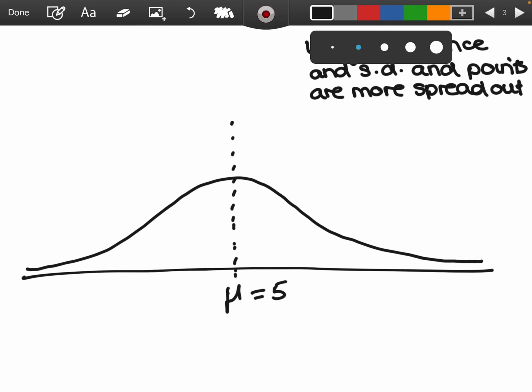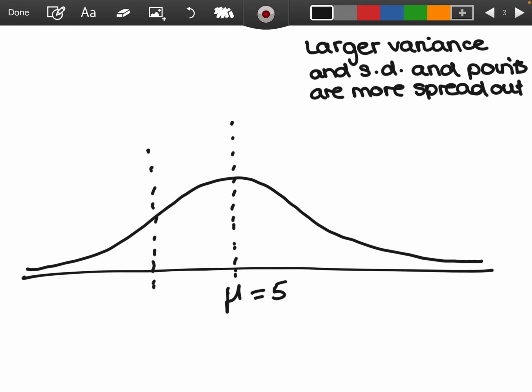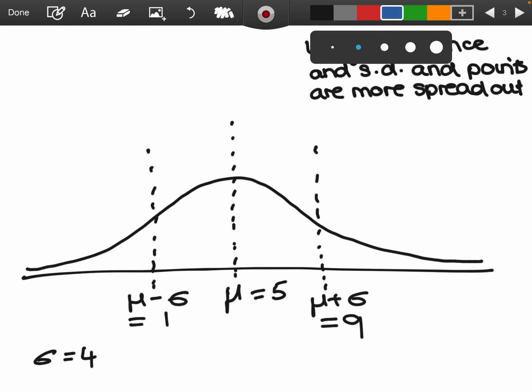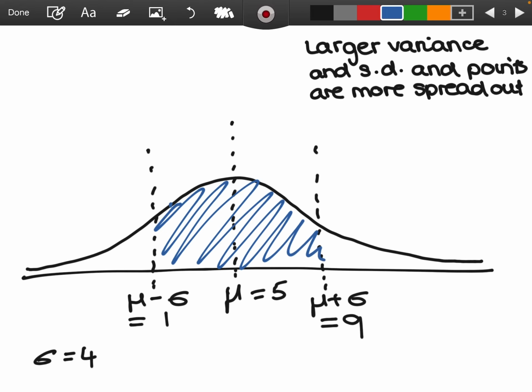Same thing happens here, but we have a much more spread out data set here. So here you would expect to find a larger standard deviation. So let's say that here your standard deviation was 4. So again, if I go one standard deviation either side of the mean, in this case I would have between 1 and 9 if my standard deviation was 4. I would still have roughly 2/3 of my data points land within one standard deviation of the mean. It's not exactly 2/3, but it should be roughly 2/3.